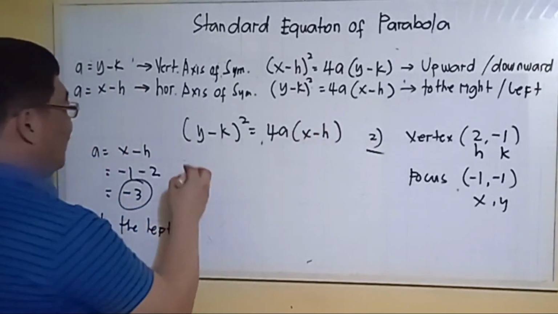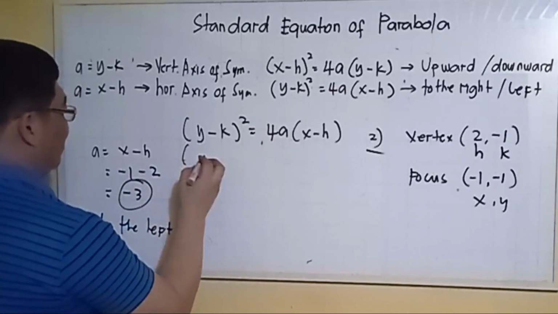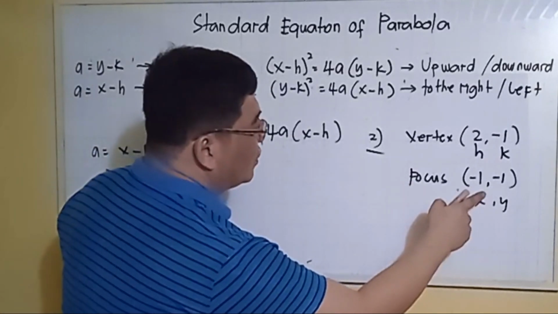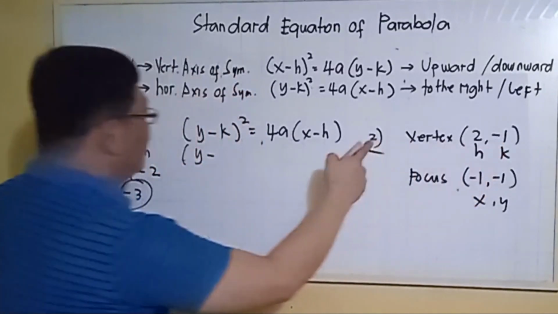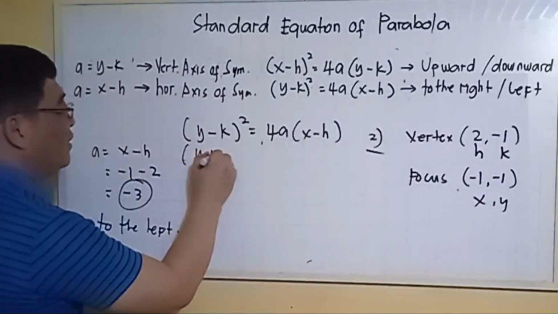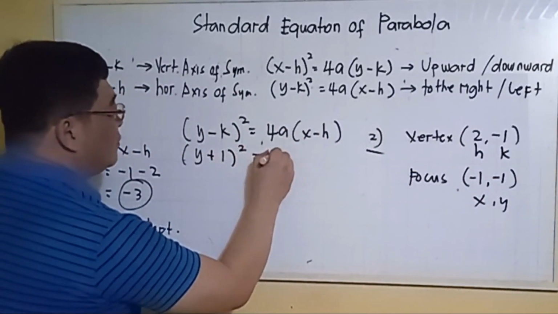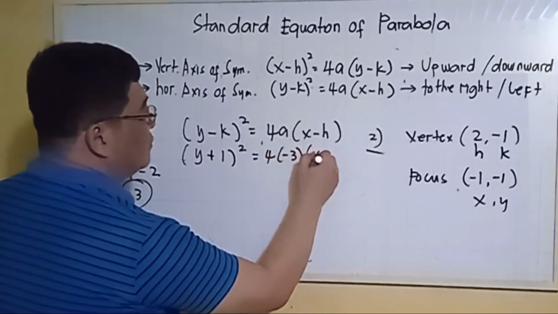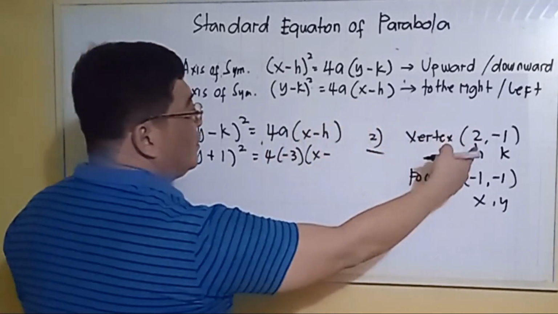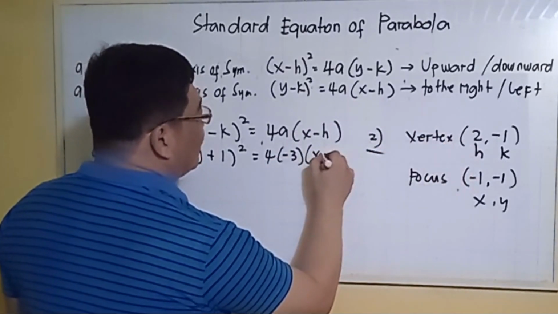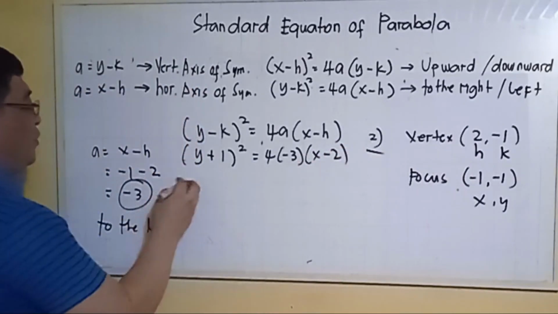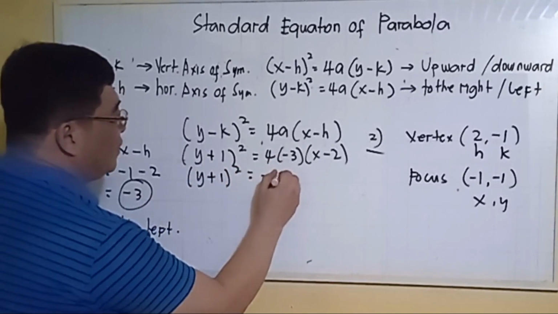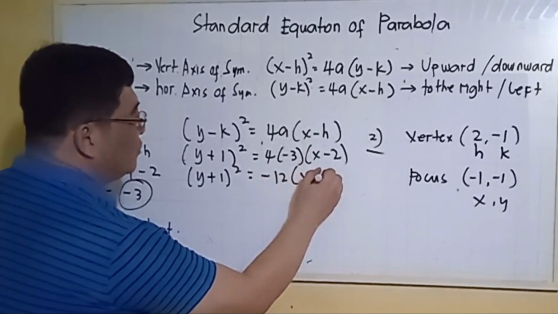Okay, substitute lang natin yung value ng h, k saka yung a. k is equals to negative 1, so negative 1 dito magiging positive 1 dito. Negative 3, a. h is positive 2, so negative dito. And then simplify. 4 times negative 3 is negative 12, (x minus 2).